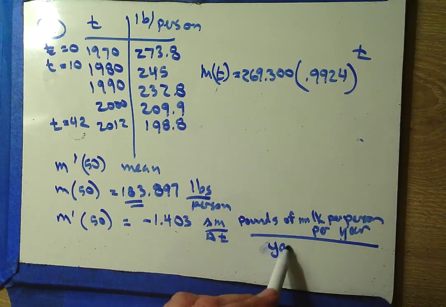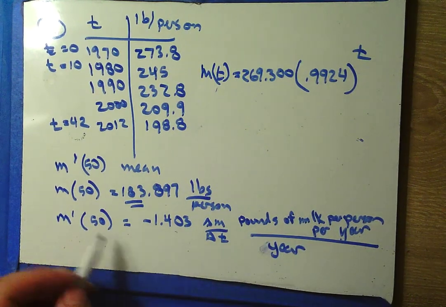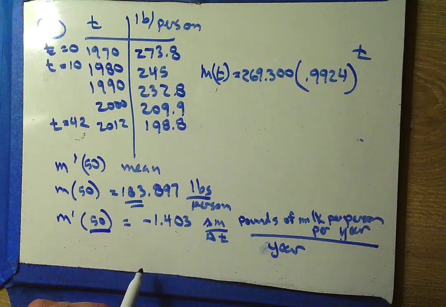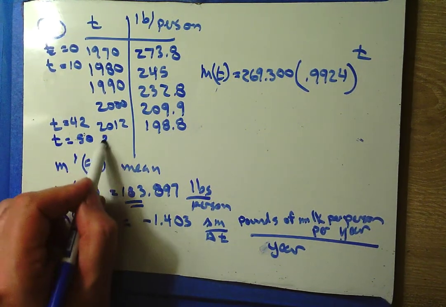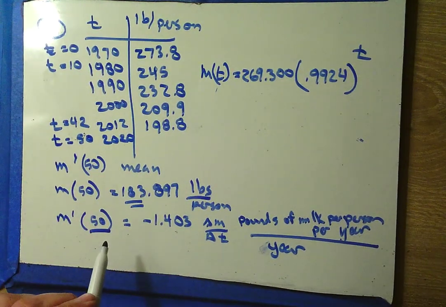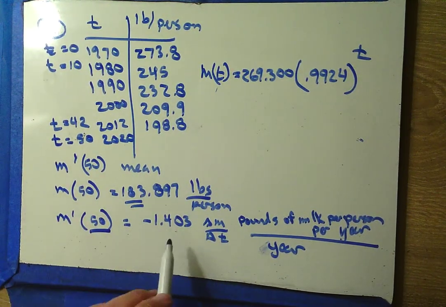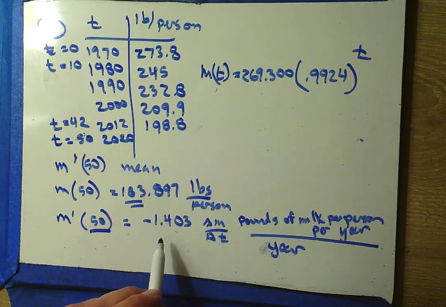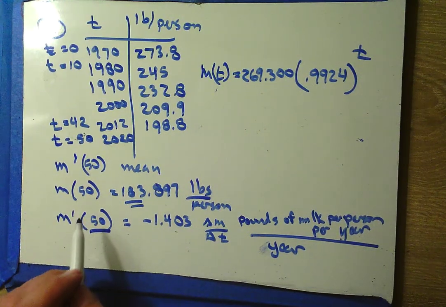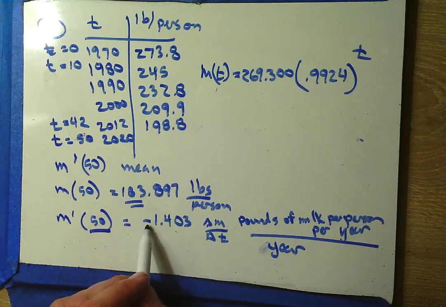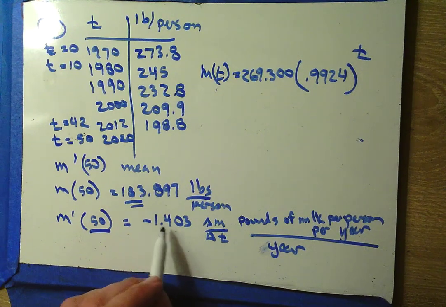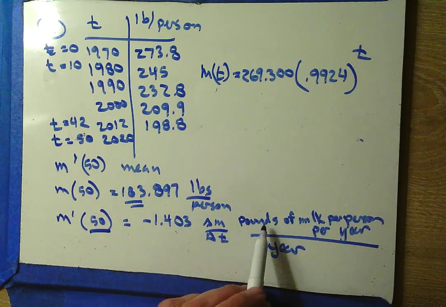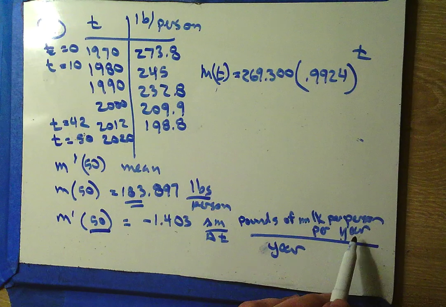So what does that mean? Well, at time equal to 50, which is going to be 2020, when we get to 2020 next year, according to this data, the rate at which milk consumption is dropping, we know dropping because this rate is negative, will be 1.403 pounds of milk per person per year.